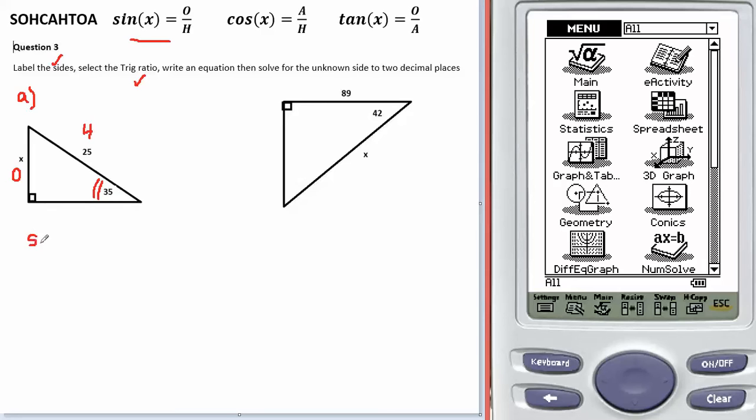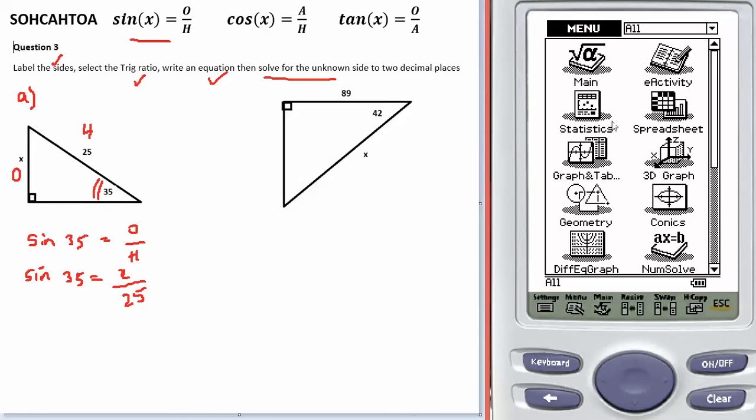So I know the sine of the angle 35 equals the opposite over the hypotenuse. The sine of 35 equals x on top of 25. Write the equation. Then solve it.